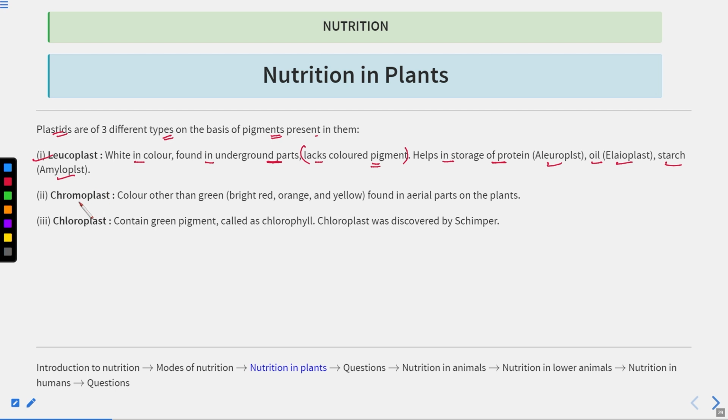Then the second one is the chromoplast. So these are the plastids that are not green in color. They have some other colors, other than green. And what kinds of color? They can be bright red, orange, or yellow in color. And these are usually found in the aerial parts of the plant. So chromoplasts don't contain the chlorophyll pigments. They contain some other pigments which give them bright red, orange, or yellow color. And these pigments can be carotenoids, or these can be xanthophyll.